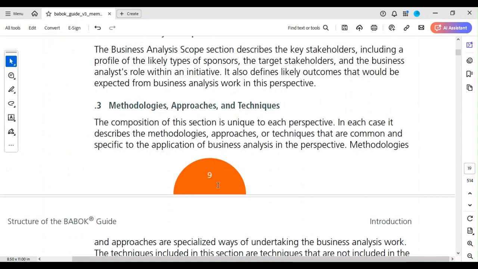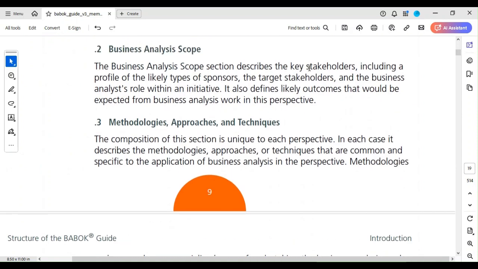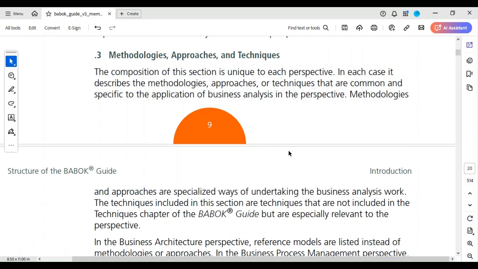Business analysis scope. The business analysis scope section describes the key stakeholders, including a profile of the likely types of sponsors, the target stakeholders, and the business analyst's role within an initiative. It also defines likely outcomes that will be expected from business analysis work in this perspective.